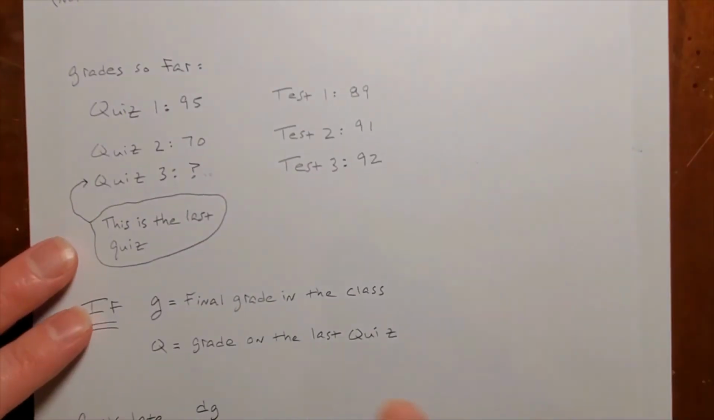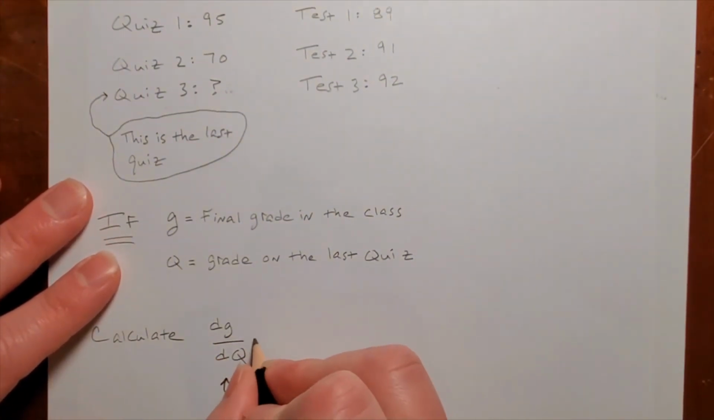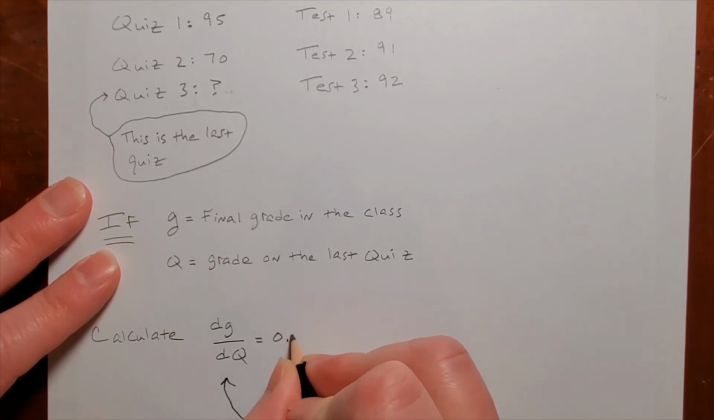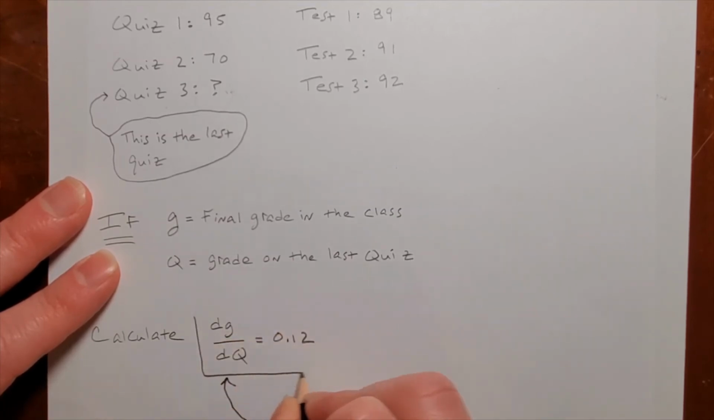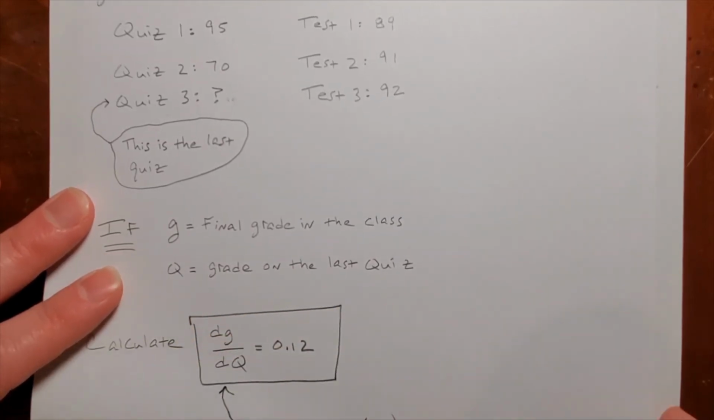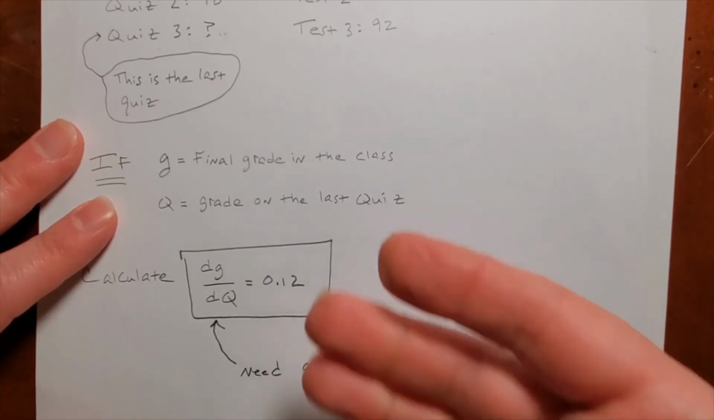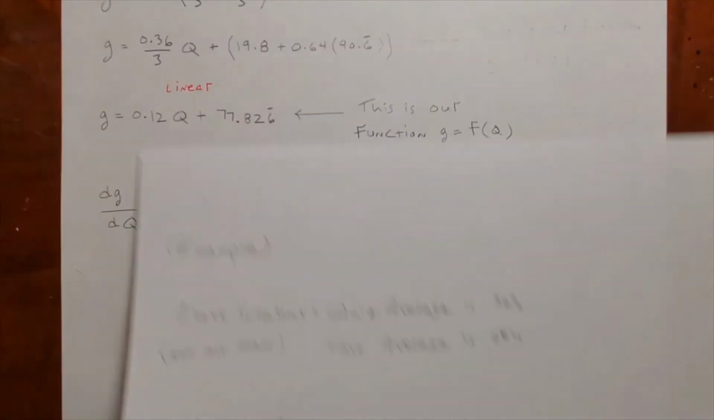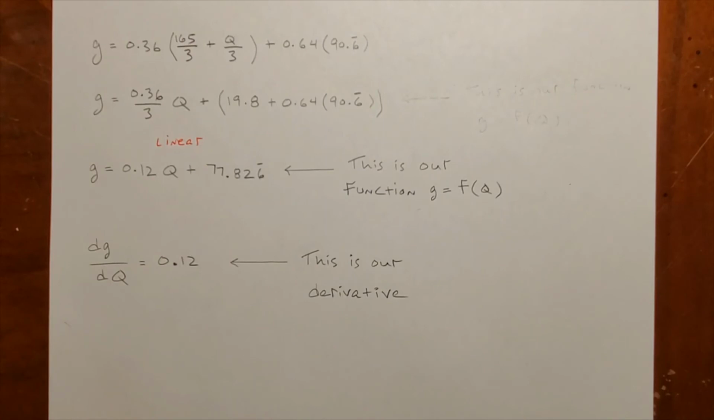So to go back to our original question right here, I'll say dG over dQ is 0.12. And that would be my final answer on it. Okay? Find the function for the situation, then find its derivative. So, all right, I got that.